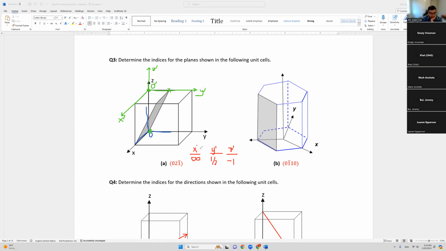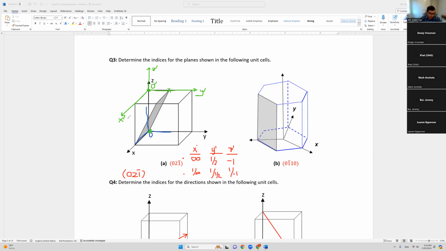The second step is to get the reciprocal. When I take the reciprocal, 1/infinity, 1/(1/2), and 1/-1, you will end up with these Miller indices. So 1/infinity is 0, right? 1/(1/2) is 2. And 1/-1 is -1, and I write -1 like this, 1 with a bar on it. And be careful, I'm using these round parentheses for the planes, okay, not square brackets.